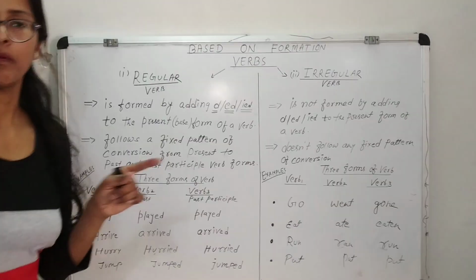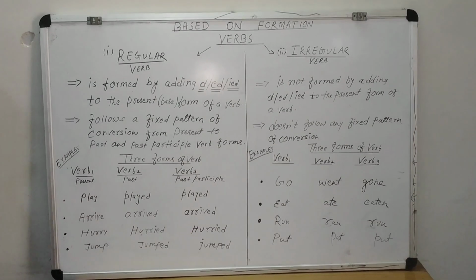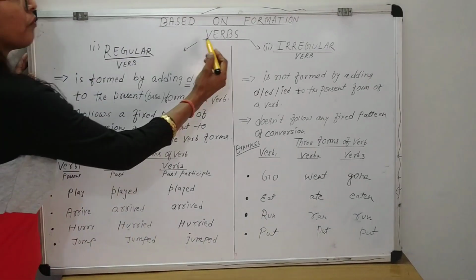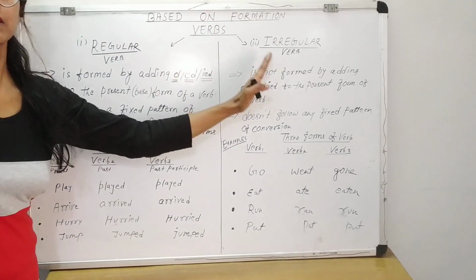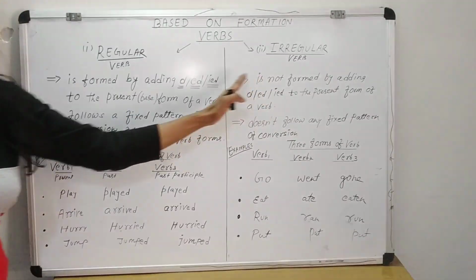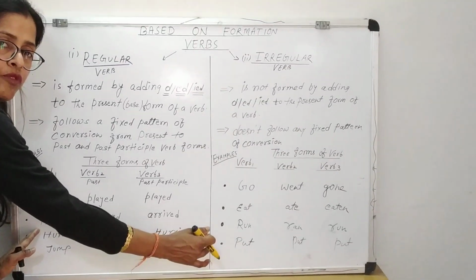Now, based on the formation, children, verbs are further divided into two parts: first is the regular form and the second is the irregular form. Clear? So I'm taking the regular verb form first.